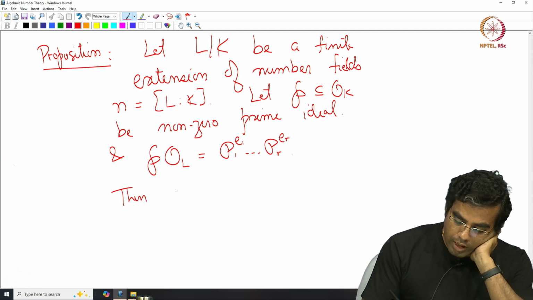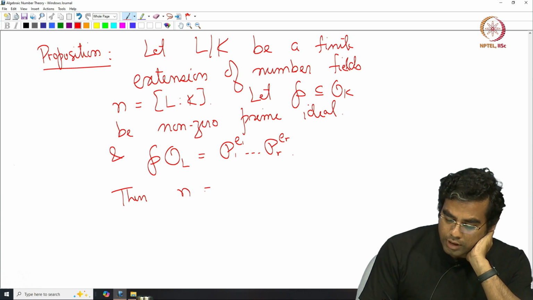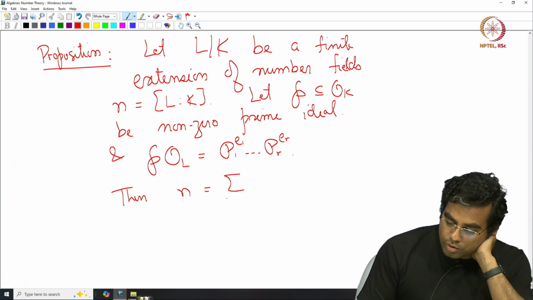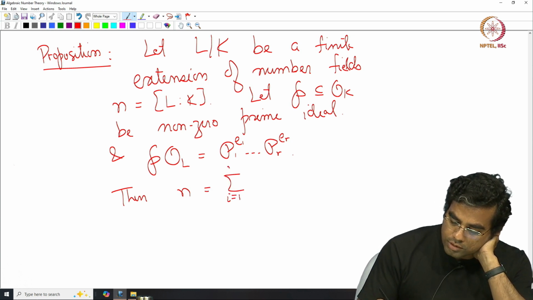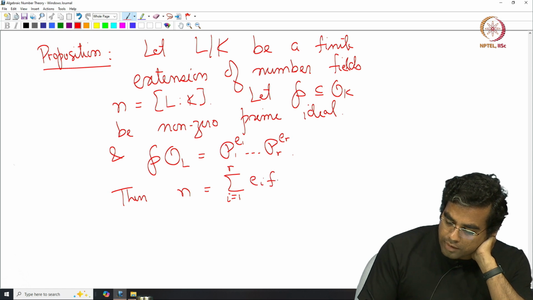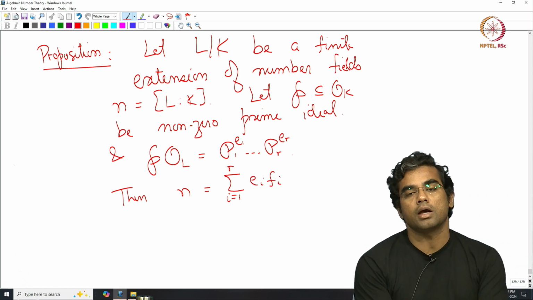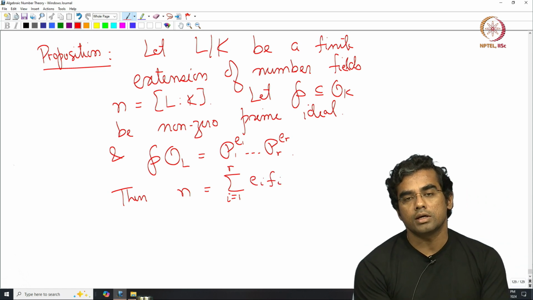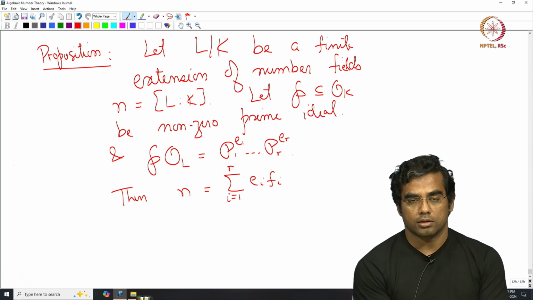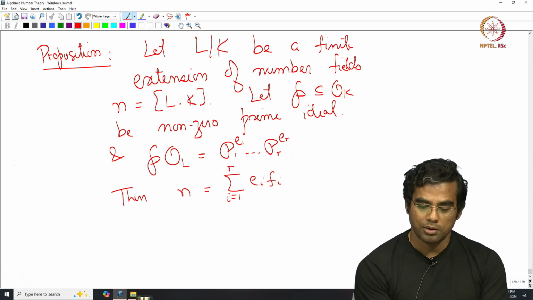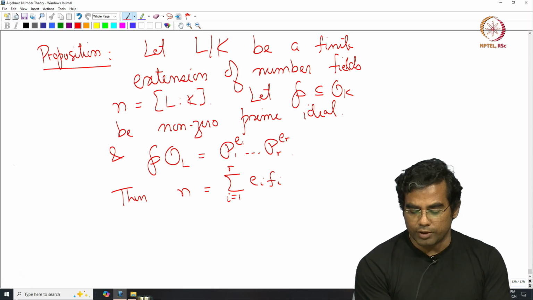Then n, which is the degree of L over K, is related to all these indices as follows. You take Ei and Fi, take the product of Ei and Fi, and take their sum; this is what will give you n. All right. So, we want to prove this.